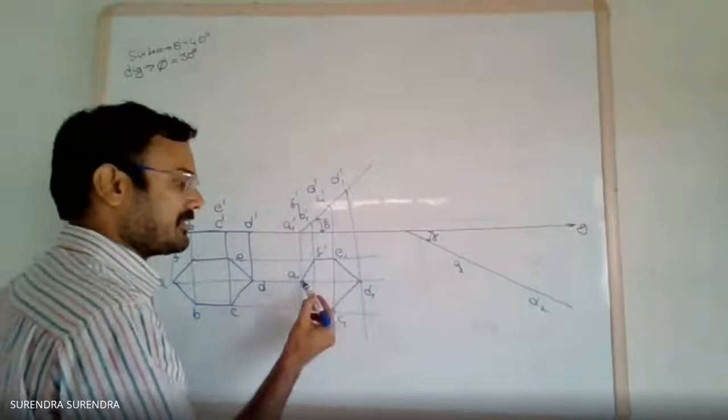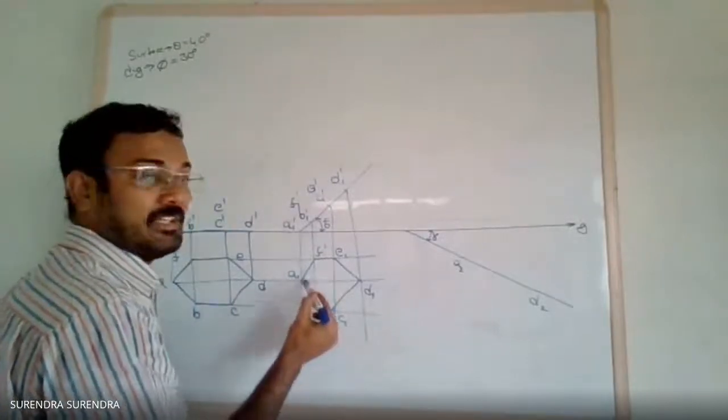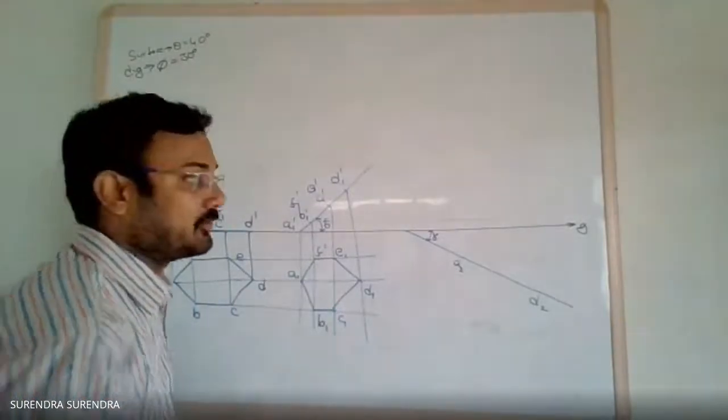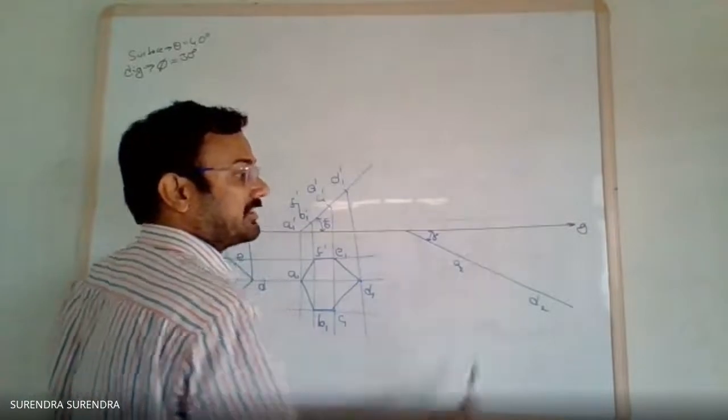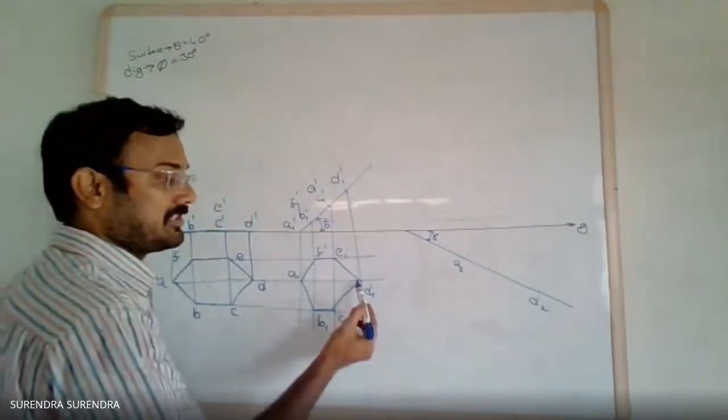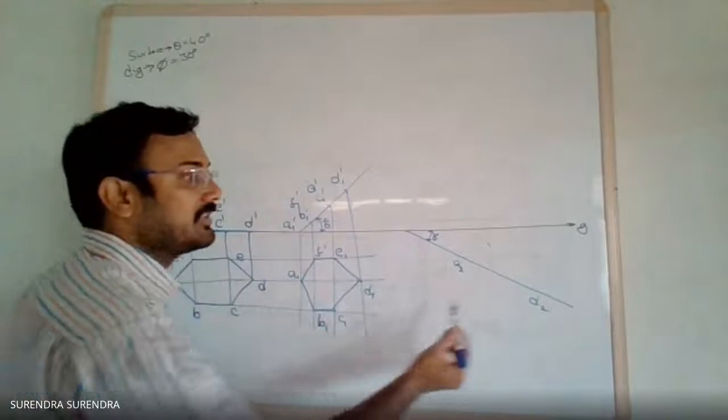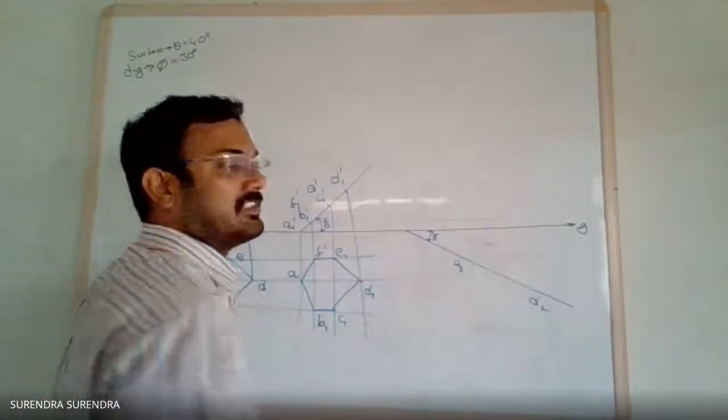That is, measure the distance from A to B. With A as center, draw an arc. Measure the distance from D to B. With D as center, draw an arc.